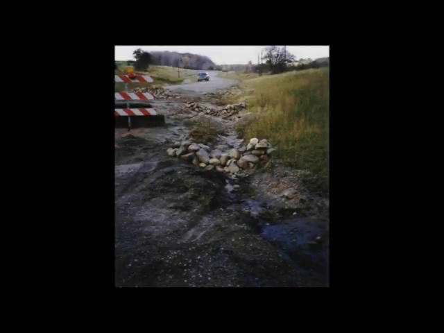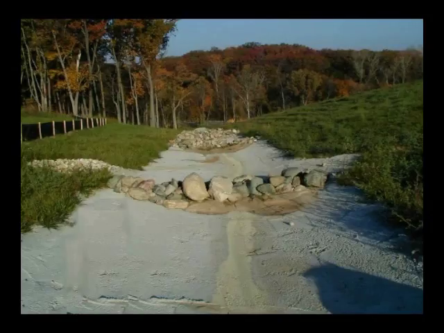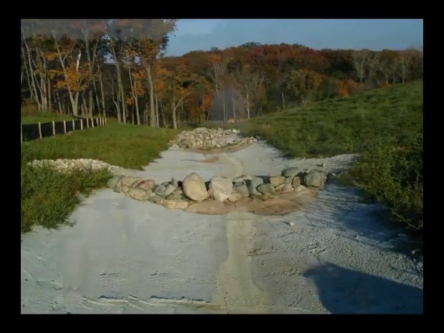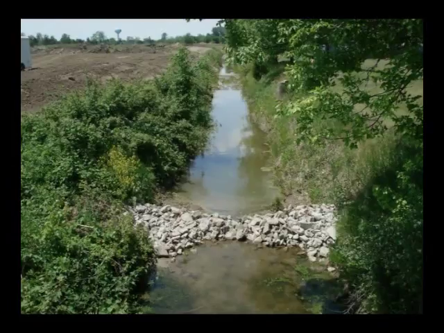When constructing check dams, place the rock in the ditch and up the sides to a level above that of the anticipated flow. The middle of the dam should be 9 inches lower than the outer edges. This allows water to flow over the depression in the center of the check dam as opposed to around the sides where it could erode the banks.